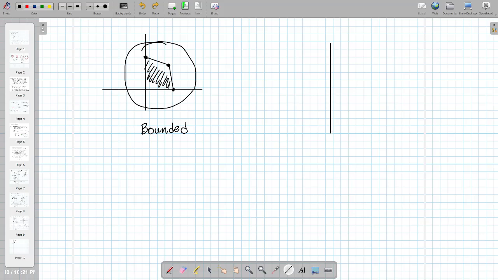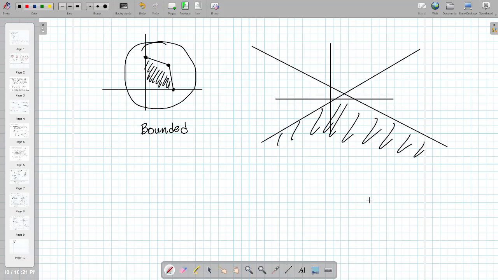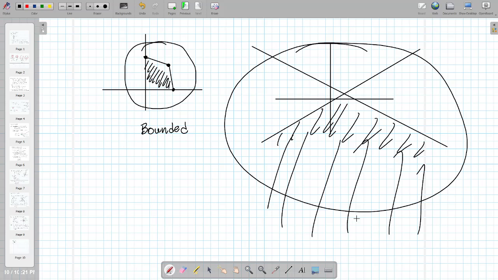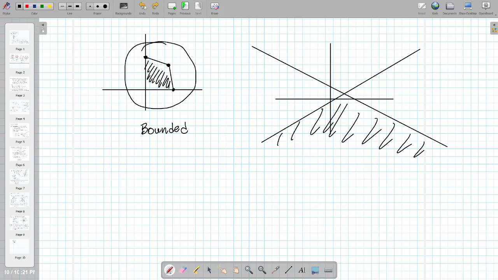Now we've graphed other regions that are unbounded as well. Suppose that we have this region here. Now this region is infinite. I can create a circle that encloses this part, but you have to remember that this shading goes forever. So no matter how big the circle is, it will never contain the entire region. Therefore, it's called unbounded.